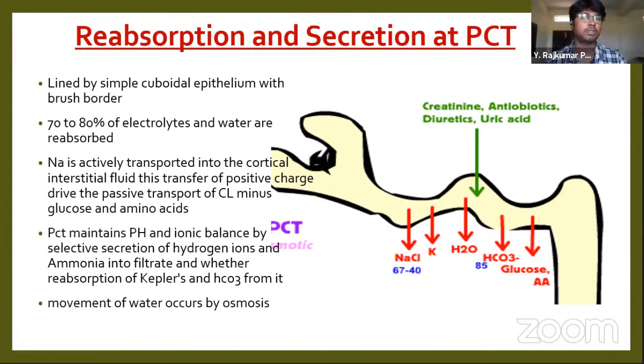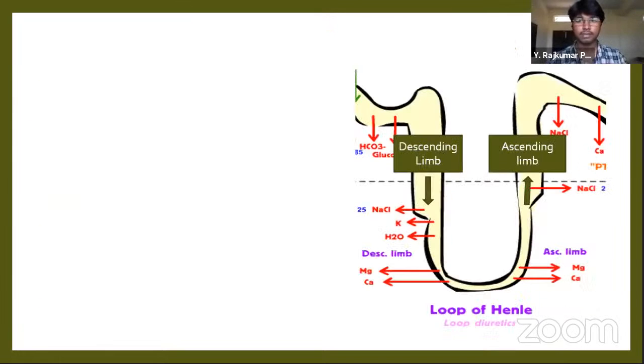Diffusion means transport of substances from high concentration to the low concentration. There is no semi-permeable membrane there, but in osmosis there is a semi-permeable membrane, and the movement of substances is from high water concentration to low water concentration.